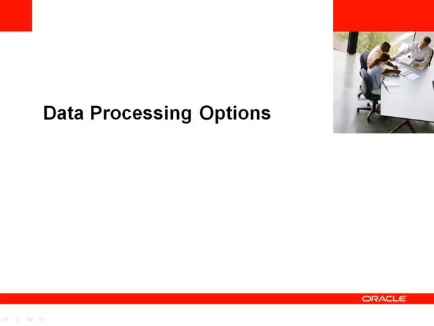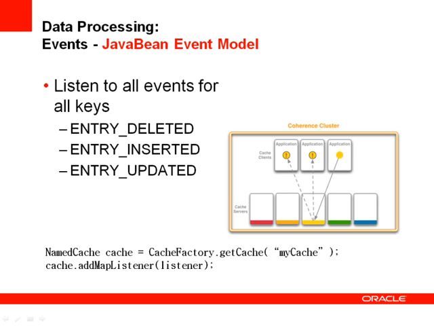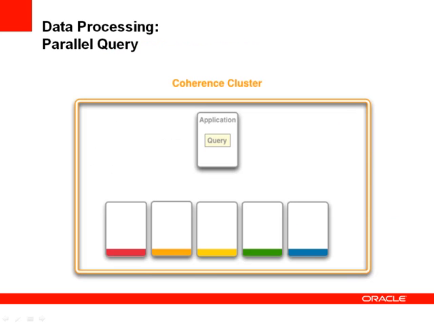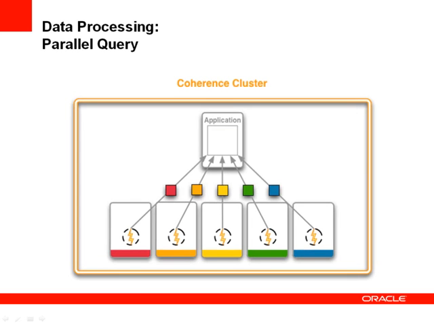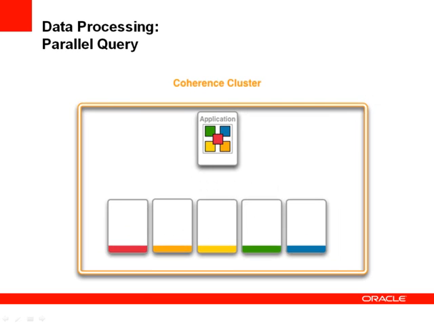Let's look at some data processing options. Coherence has an event model which allows the cache clients or other members of the grid to listen on individual pieces of data or other events. Let's take a look at an example of a query. In Coherence, a query is executed in parallel across all the members of the grid, speeding up the individual processing time and sending all of their results back to the application where they are collected and then returned to the calling client.